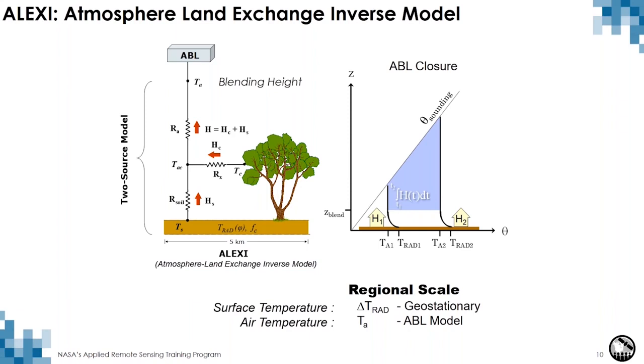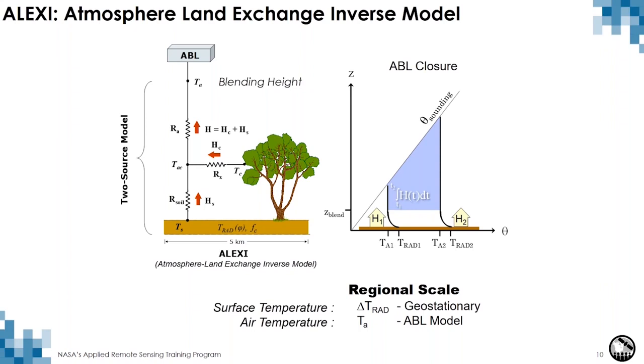So land surface temperature, we measure that from satellite, and ALEXI is really driven, and most of these energy balance models are driven, by that land surface temperature. ALEXI uses a change in land surface temperature in the mid-morning. That's been shown to be coupled with that partitioning between heating and evaporation.